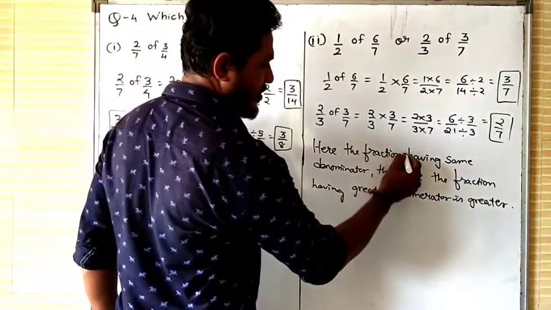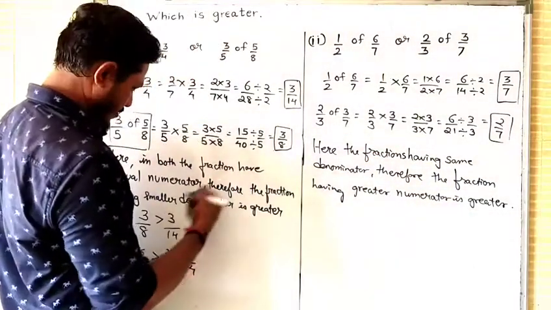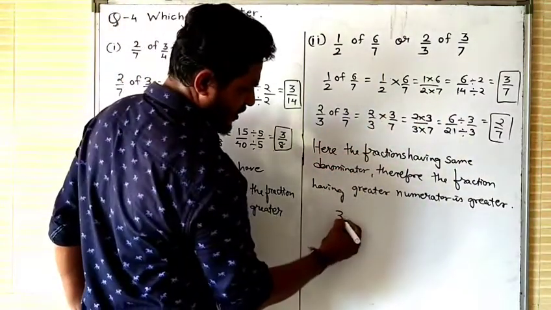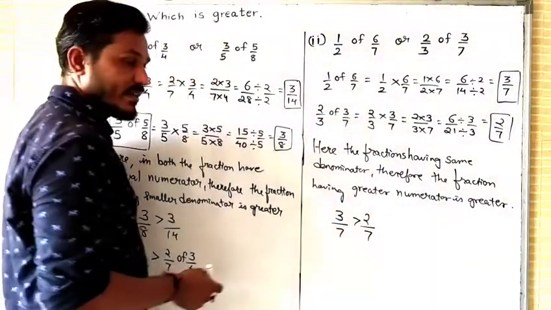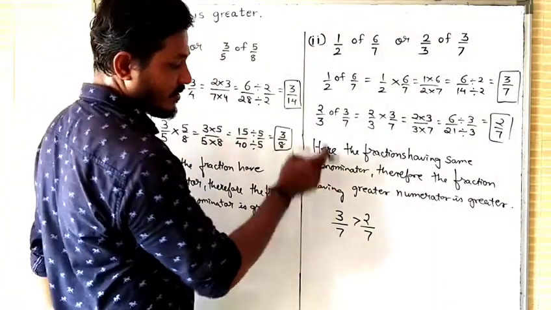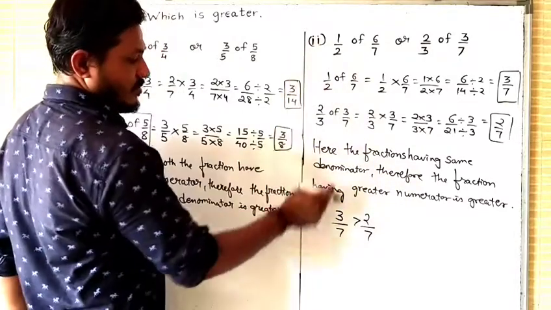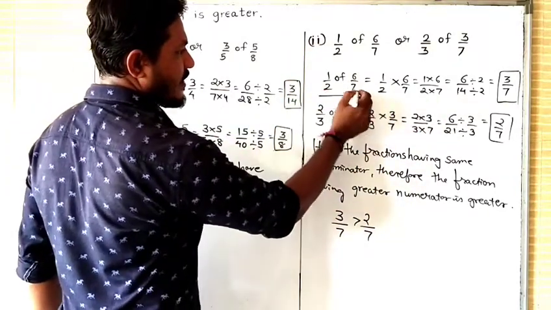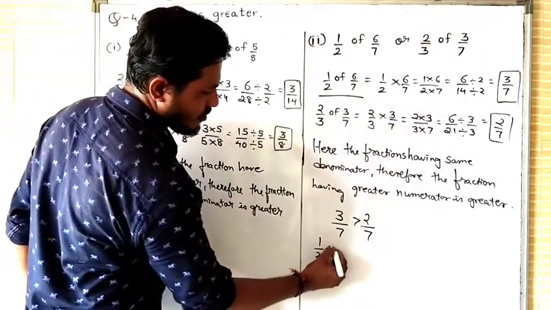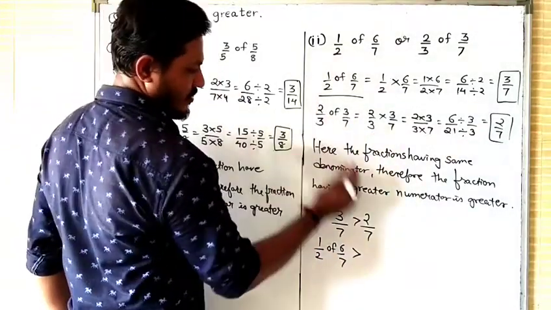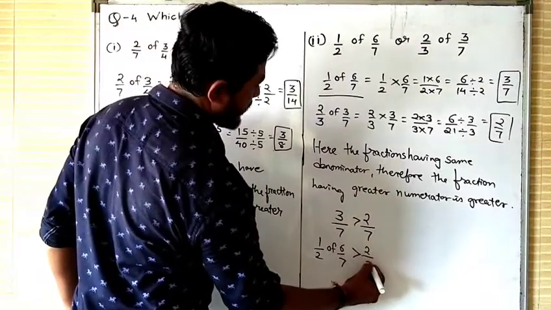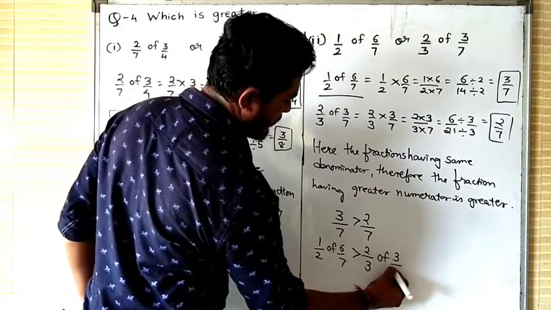Here the fractions having same denominator. Now that means 3 by 7 is greater than 2 by 7. No need to find fraction. The greater the numerator, greater the value, greater the fraction. So 3 by 7 means you have to write this value, that is 1 by 2 of 6 by 7 is greater than 2 by 3 of 3 by 7.